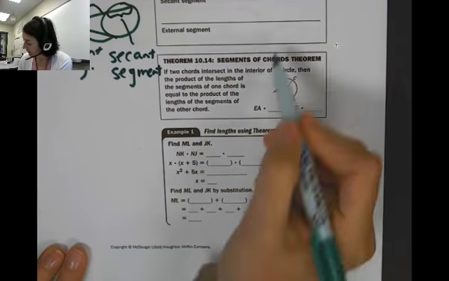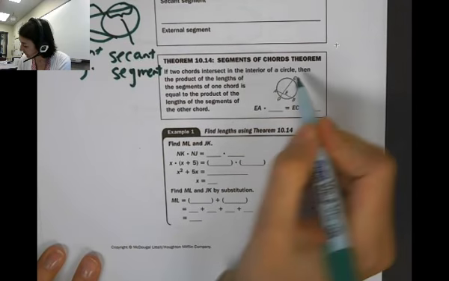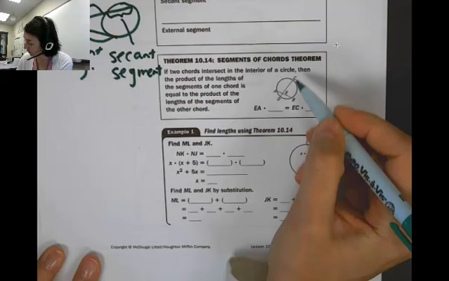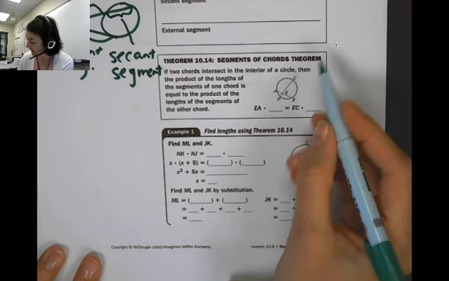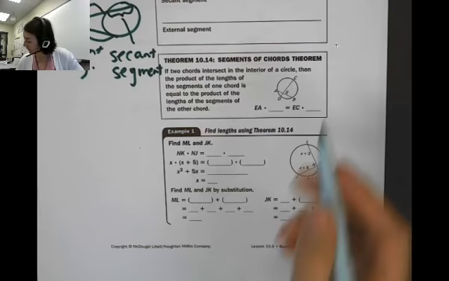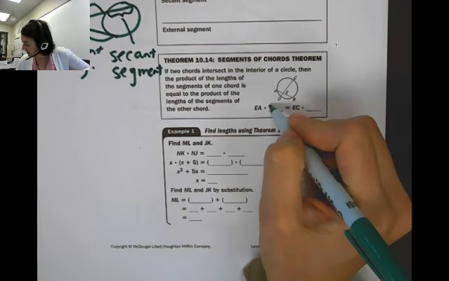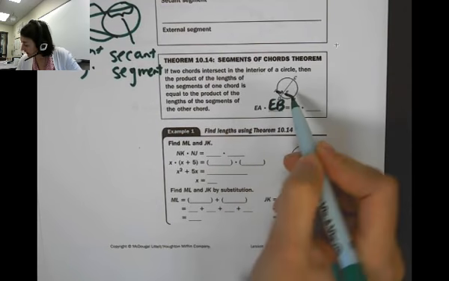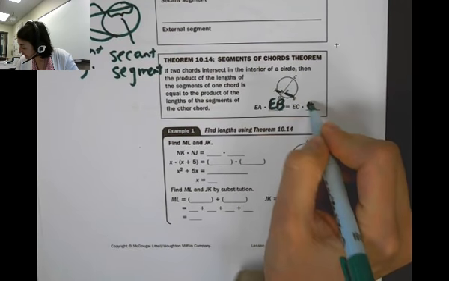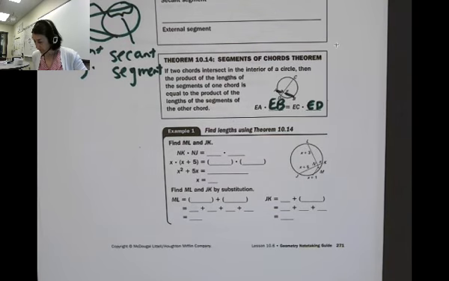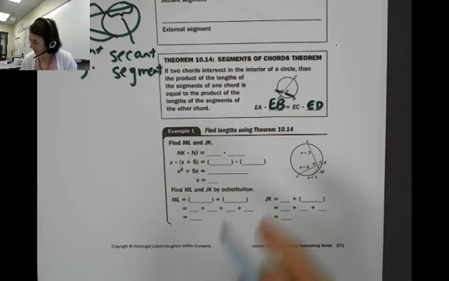So this first theorem talks about two chords intersecting. If two chords intersect in the interior of a circle, then the product of the lengths of the segments of one chord is equal to the product of the lengths of the segments of the other chord. So in other words, EA times EB, this guy times this guy, equals EC times ED, this guy times this guy.